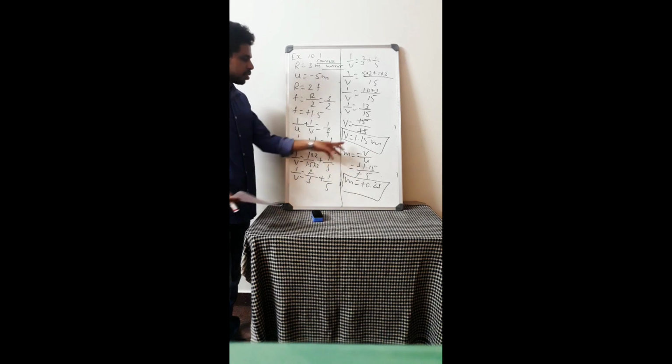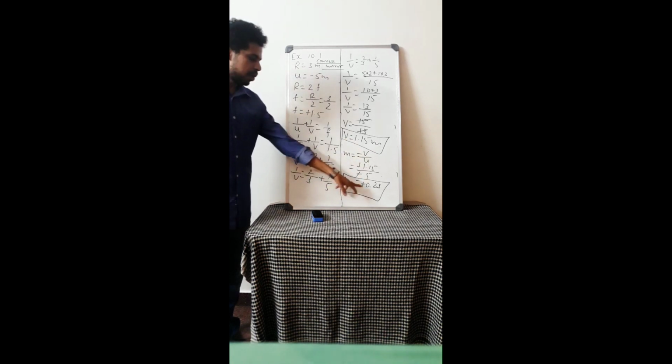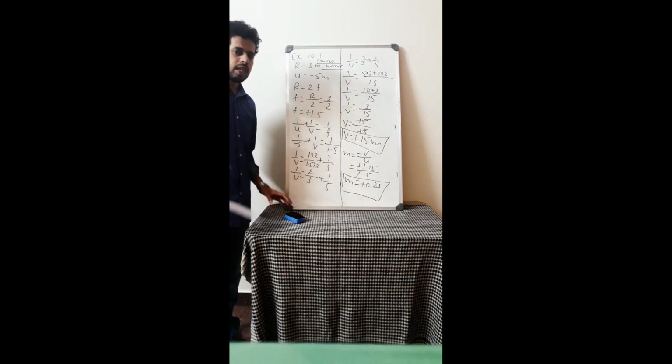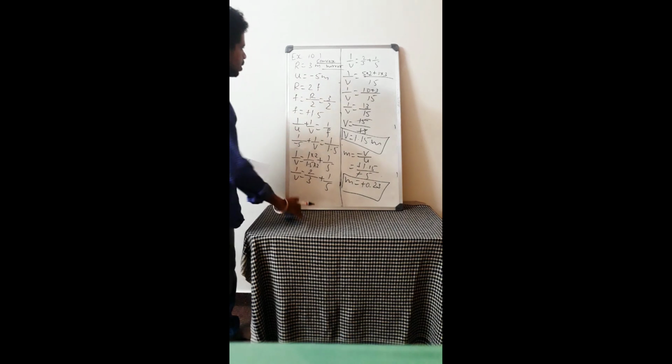Nature you can also tell. Here magnification is positive, which means the image formed by the mirror is virtual and erect. If magnification is negative, then it is real and inverted. I think you understood this problem.